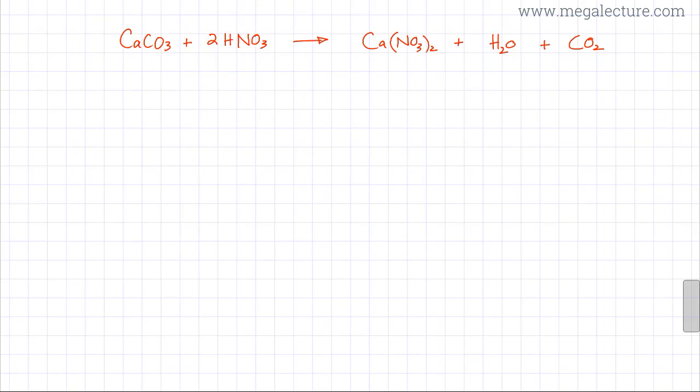Let's try and write the ionic equation for this question, where calcium carbonate is reacting with nitric acid to produce calcium nitrate, water, and carbon dioxide. So the equation is already given. The first step again is to find the states. This is calcium carbonate, so you have to refer to the solubility table and figure out whether calcium carbonate is soluble or insoluble.